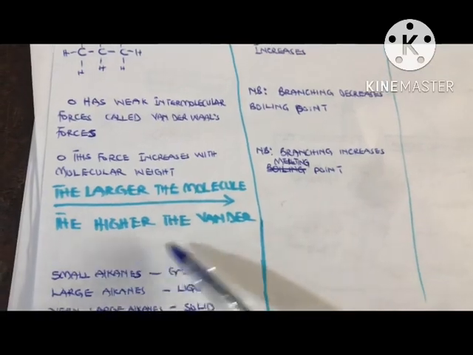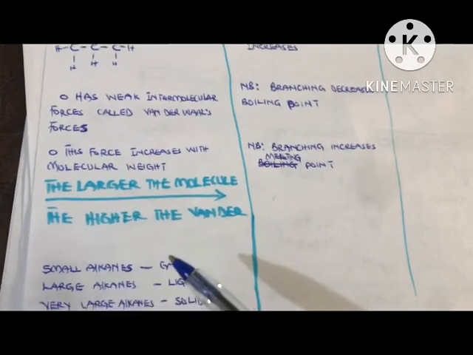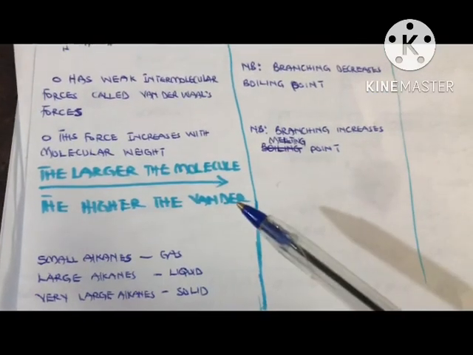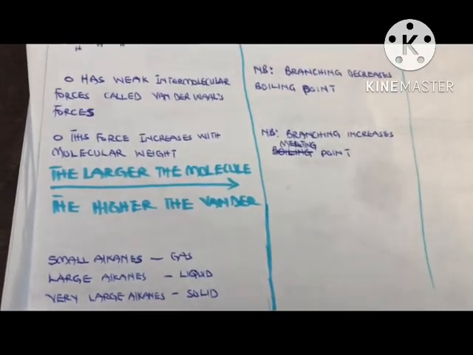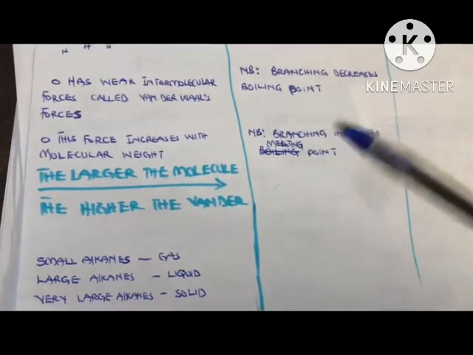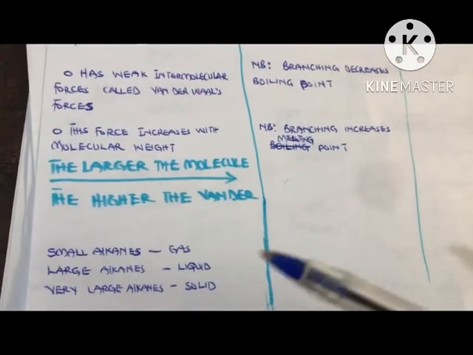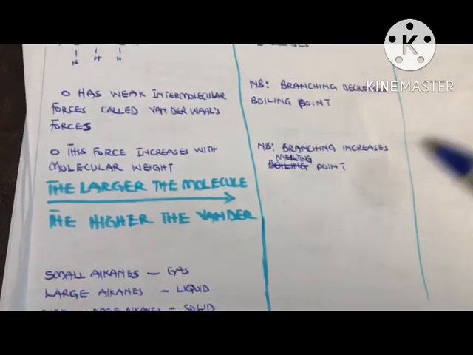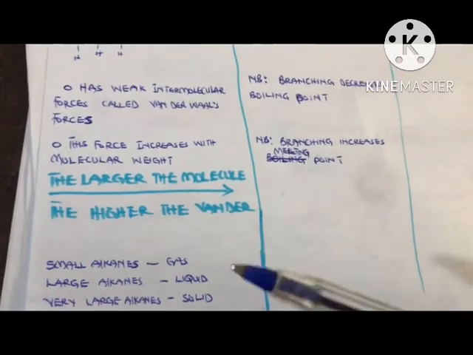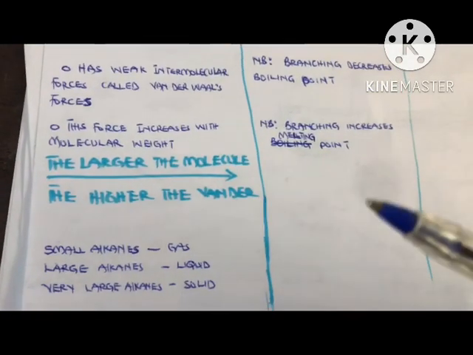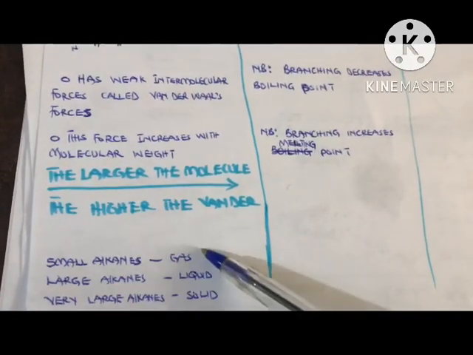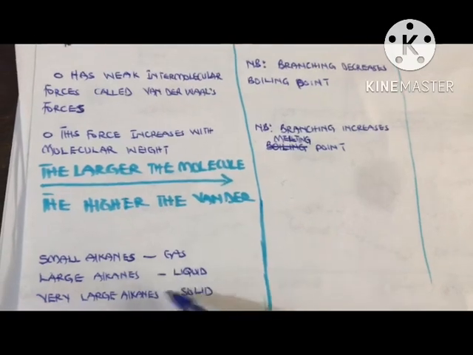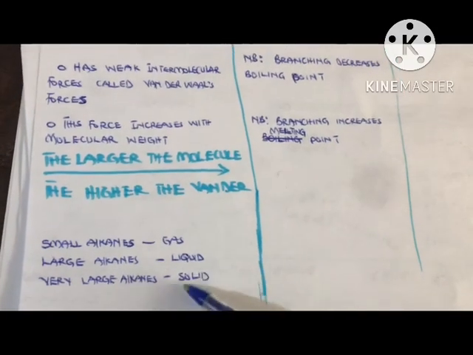And through this, we can actually say that small alkanes will be gas in nature, large alkanes are liquid, and very large alkanes are solid, because as the molecule becomes heavier, the bonds become stronger. The van der Waals force becomes stronger. So small alkanes will be gases, large alkanes will be liquids, and very large alkanes will be solids.